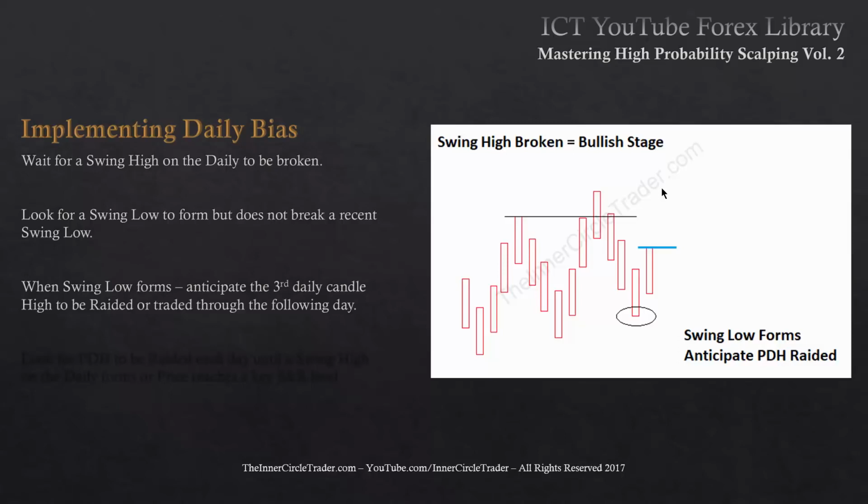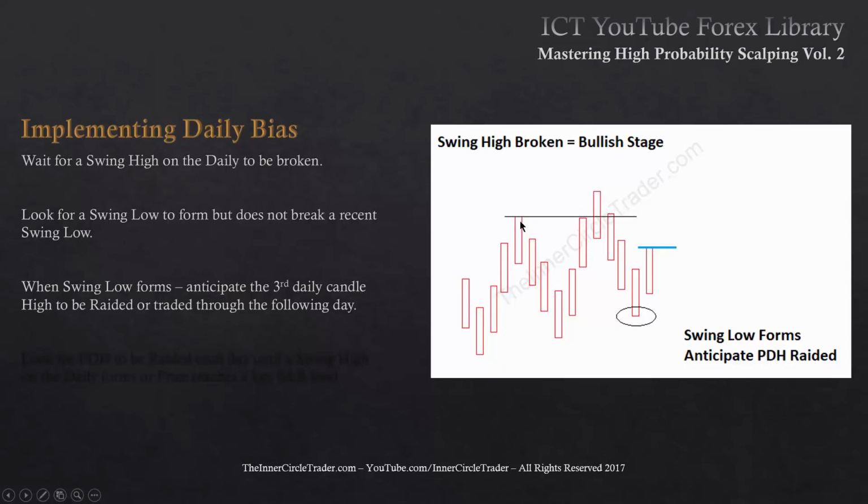When the swing low forms, we're going to be anticipating the third candle, that is this one here. Its high to be raided or traded through the very next day. So in other words, the next trading day where it opens, preferably you want to see it open below the third candle of the swing low's high. So here's your criterion. You want to see the swing low form without breaking a previous swing low, immediately after a swing high is formed, breaking a previous swing high.